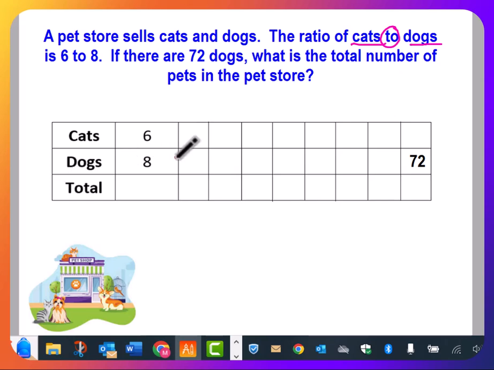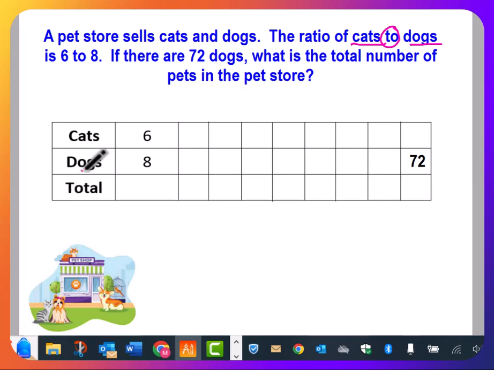Our table's been started for us. Cats, dogs, 6 to 8. And then it's got a third row. It's got the total. Remember when we talked about ratios, we said it could be a part-to-part comparison, which would be like cats to dogs. It could be a part-to-whole comparison, which would be like cats to total or dogs to total. Or it could be a whole-to-part comparison, like total to cats or total to dogs.